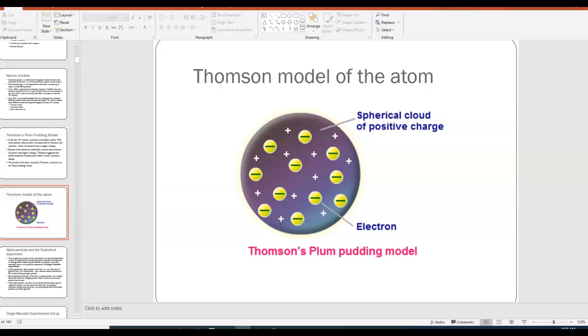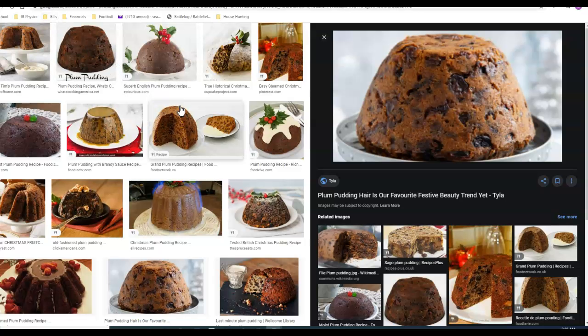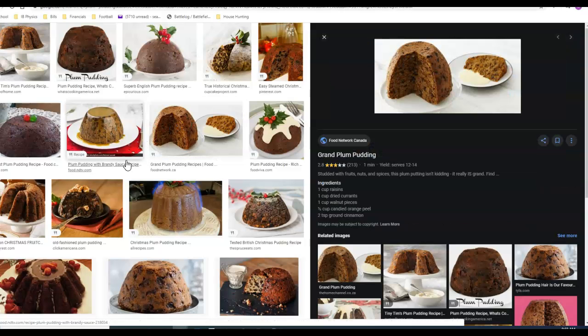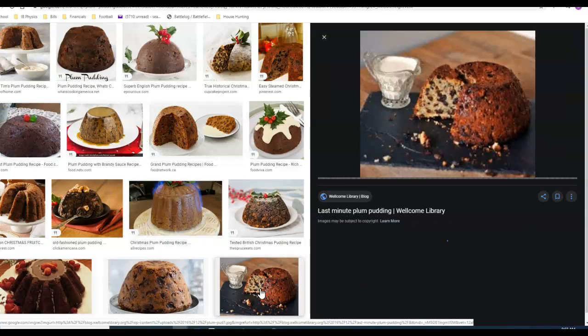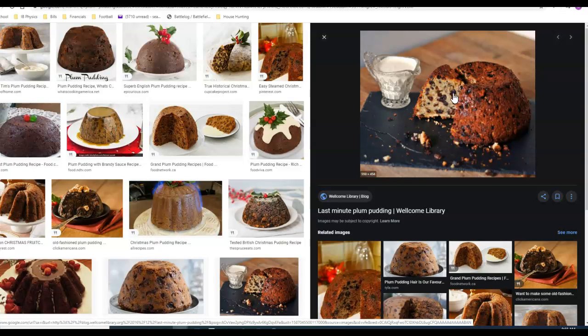This is known as the plum pudding model. Let me pull up a picture of plum pudding. Plum pudding is a British dessert. You might look at this and not think it's a pudding, but I don't know how they call desserts over there in England. But this is basically pictures of plum pudding. I just went to Google and typed in plum pudding. And you can see if you look at plum pudding, it's kind of cakey. It's not really what we would call a pudding.